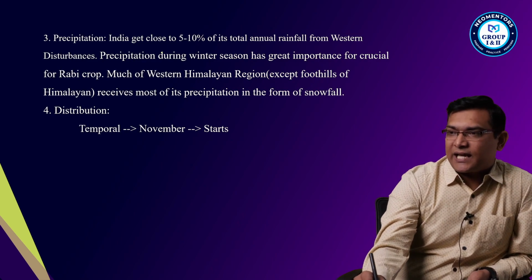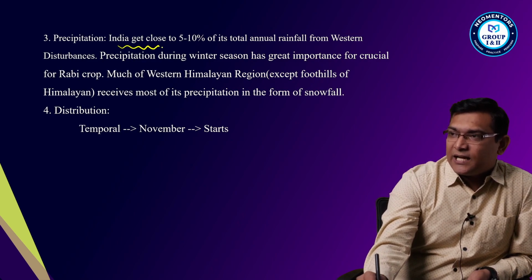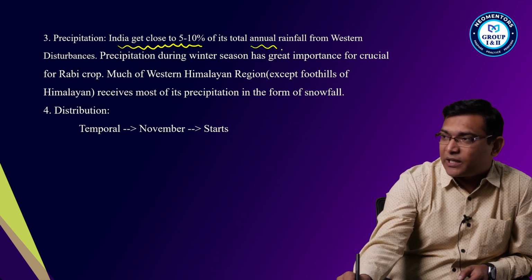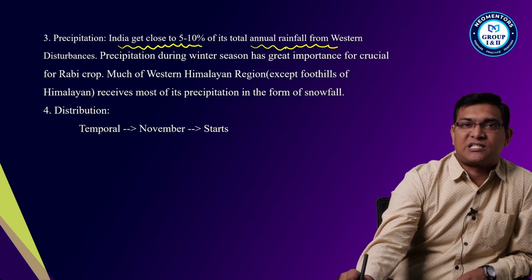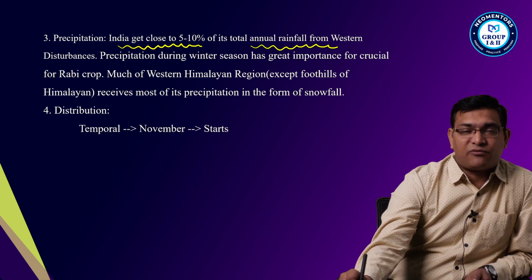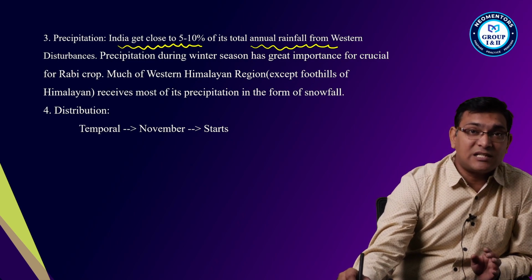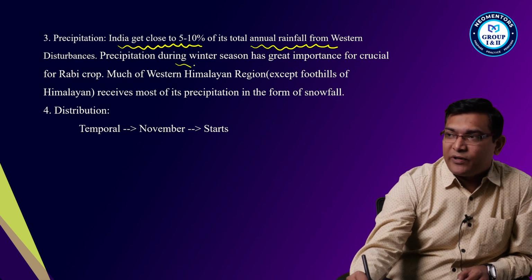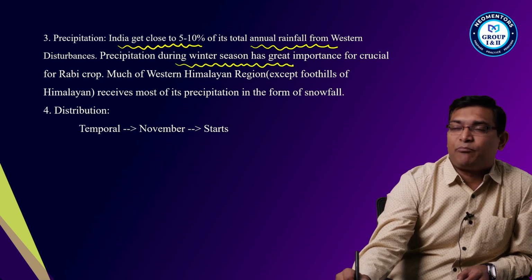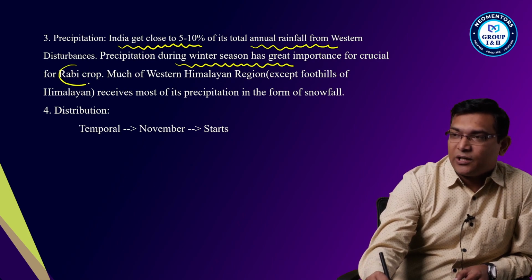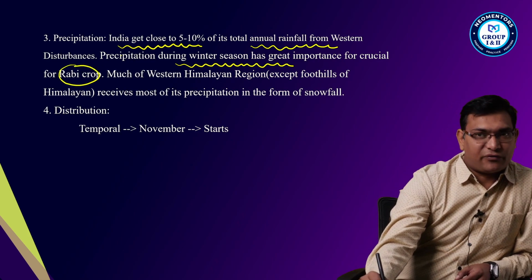These are the characteristics. India gets close to 5 to 10% of its annual rainfall from western disturbances. That means out of 100, 5 to 10% of rainfall comes to us through western disturbances. Where? In North India. Precipitation during the winter season has great importance, crucially important from the rabi crop point of view.